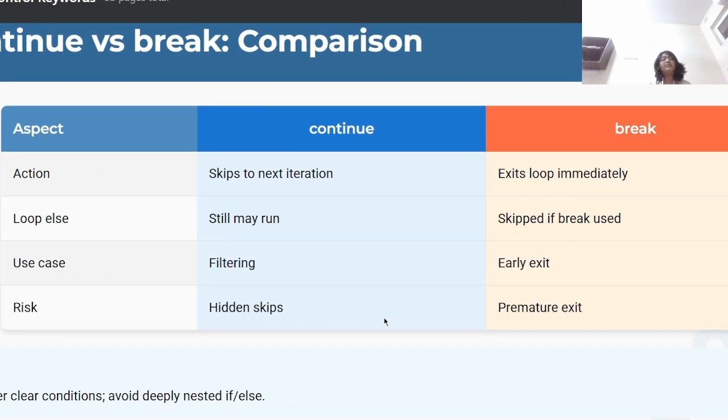Now let's see some differences between continue and break. In terms of action, continue skips to the next iteration, whereas break exits the loop immediately. Break has no future. Break is when you end it directly. There is only exit in it. Whereas continue has a future. It will stop that particular iteration there and go to the next iteration directly. The else part of the loop will run in continue. The else part of the loop is skipped in case of break.